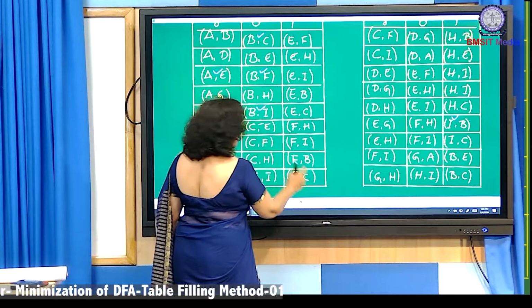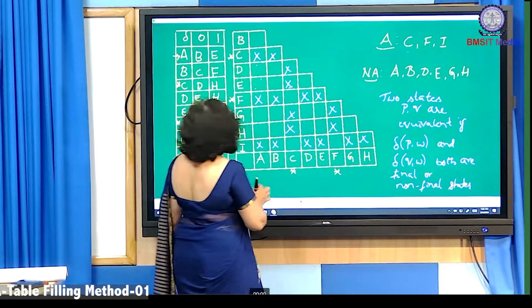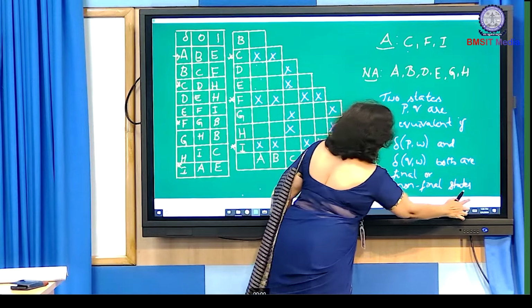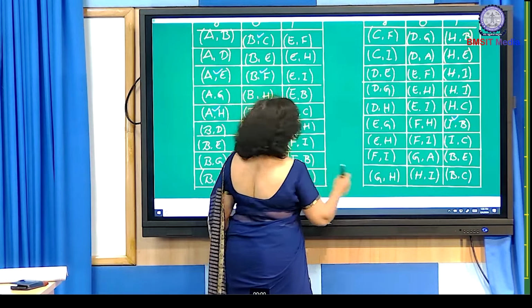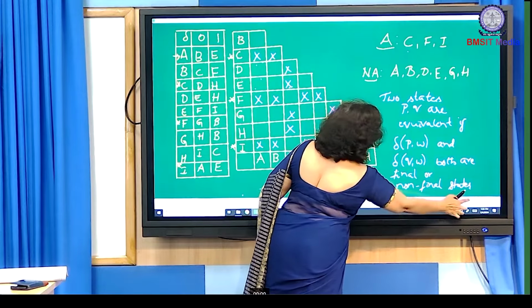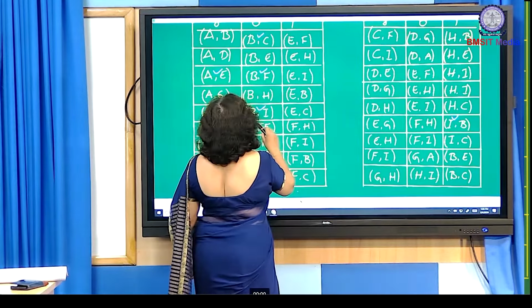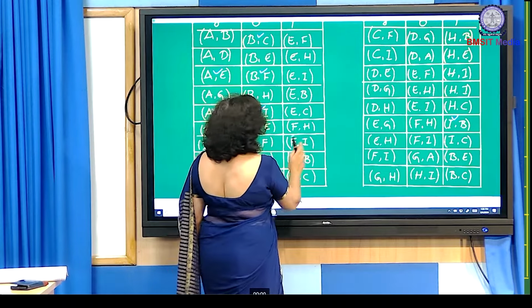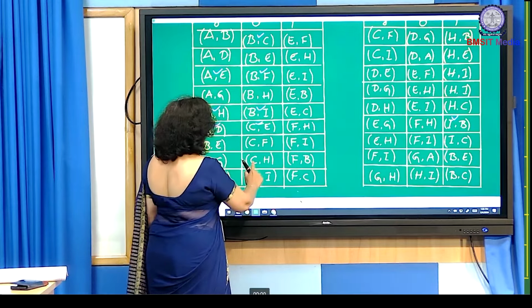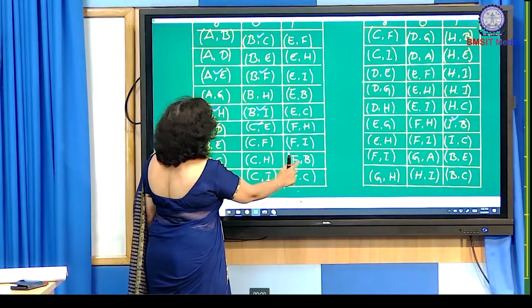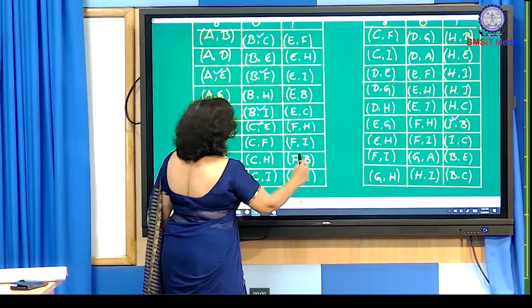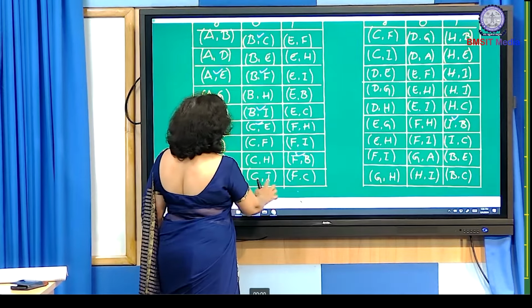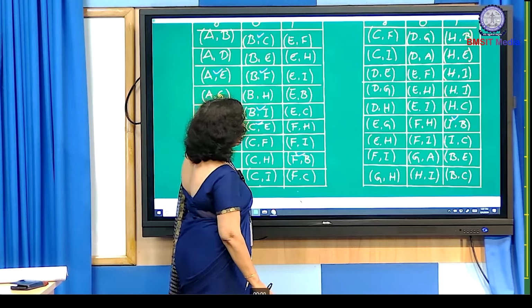Then CE, FH. CE, yes, CE is marked. So CE is marked, mark BD. CF, both are final, FI both are final, so it is not marked. Now you check CH or BF. BF is marked. So BF is marked, mark BG. FC both are final, CI both are final, so no chances of getting marked.